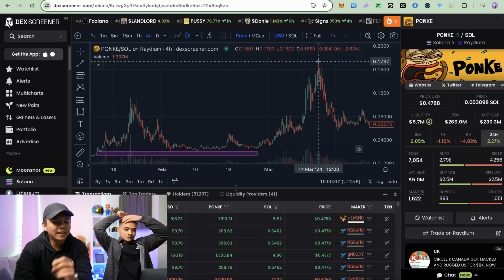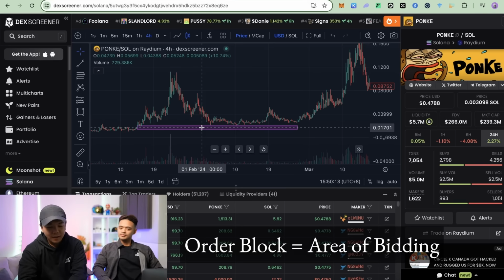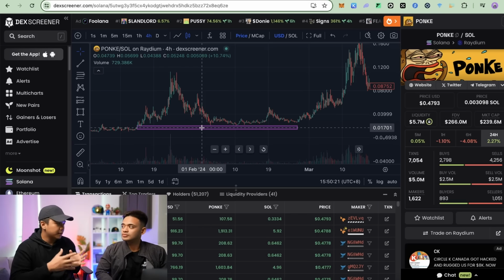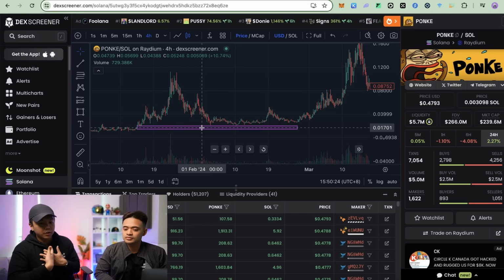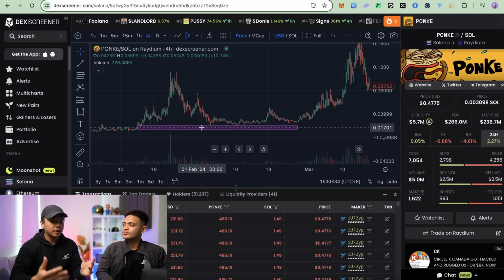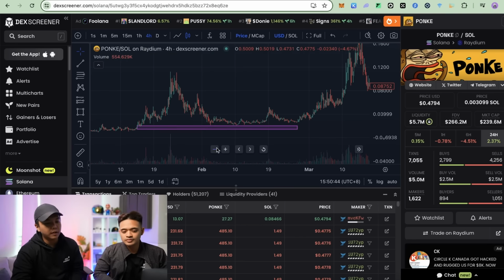At the end of the day, why order blocks exist is because this is an area of bidding, right? And this works for most older, more mature meme coins, especially with a very large community and large team, because they attract smart investors. And in order for smart or potentially even larger investors to enter a position in the meme coins that they like, obviously they're going to buy a lot, but they want to do that at a lower bid. That's why order blocks got their name, because that's where large amounts of orders will be made.